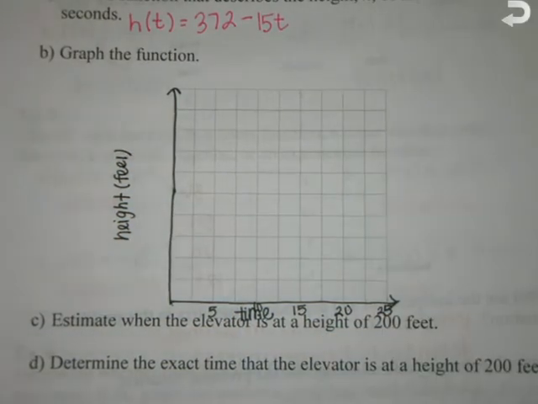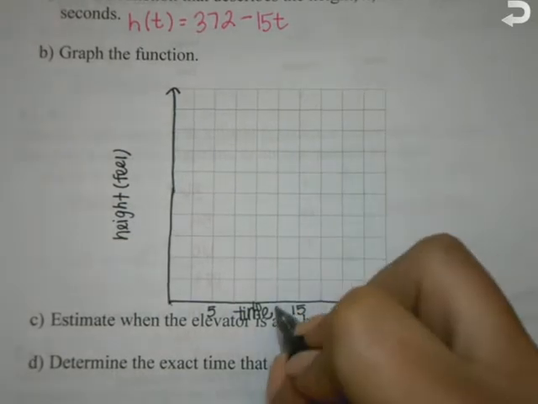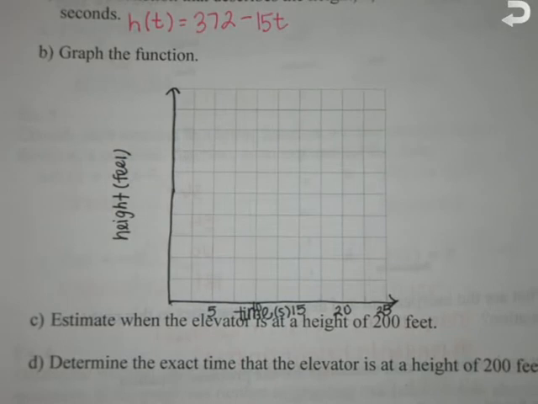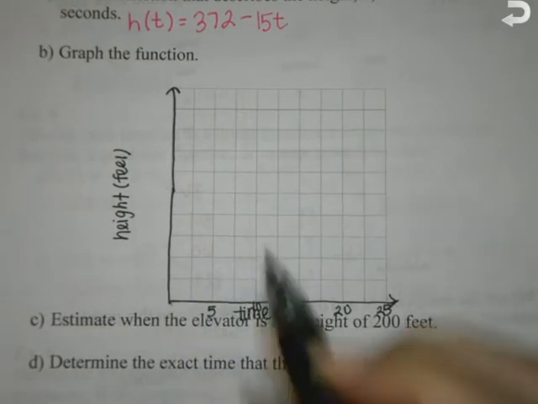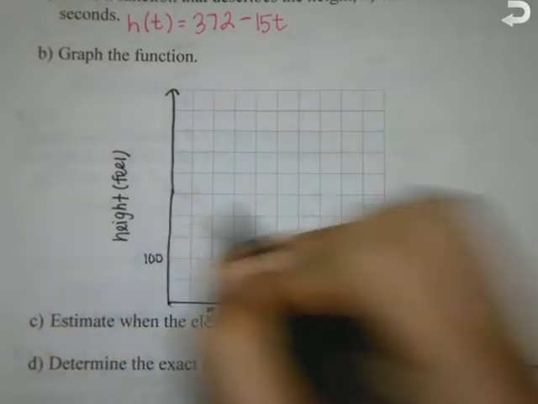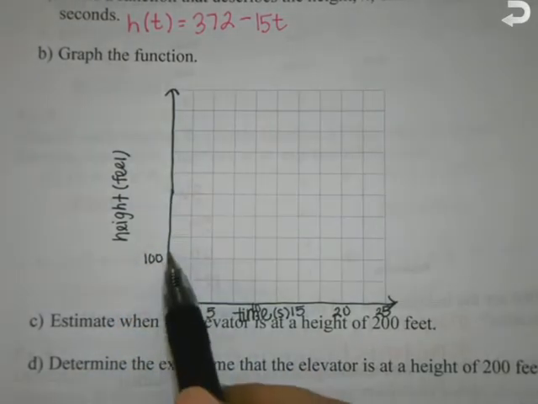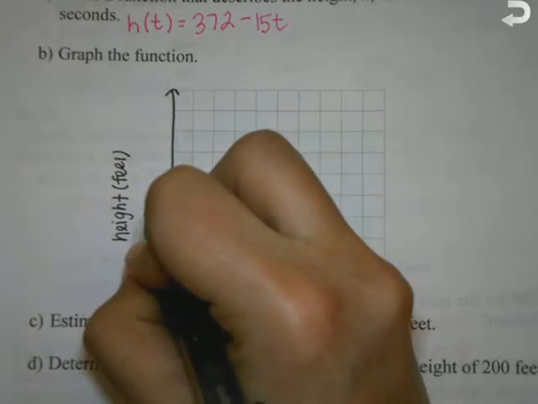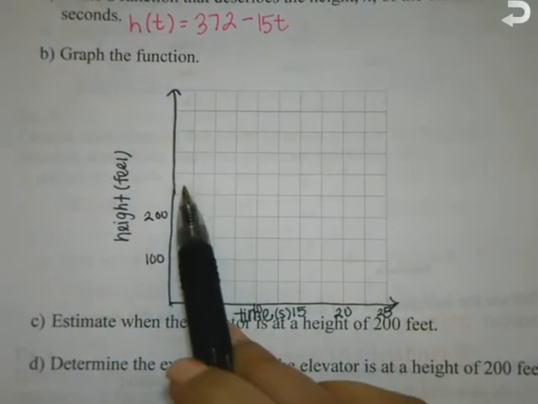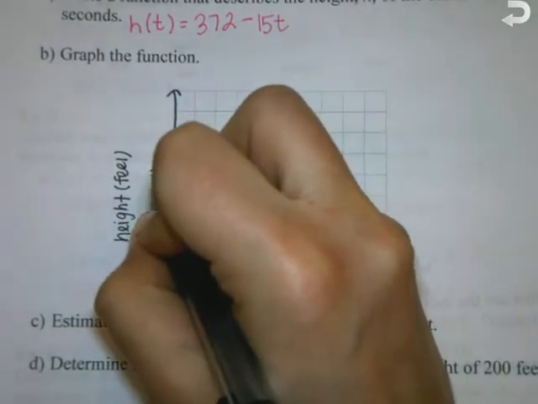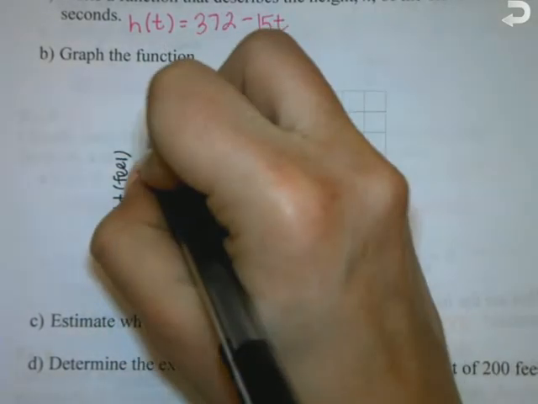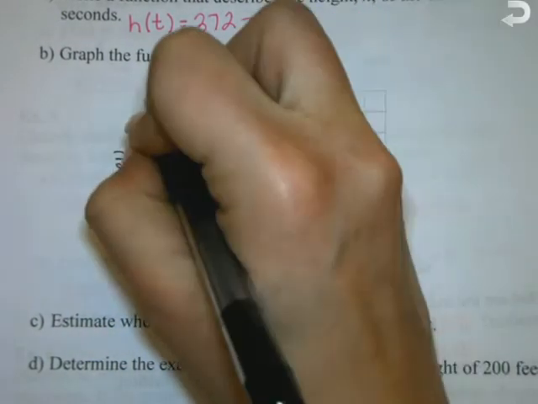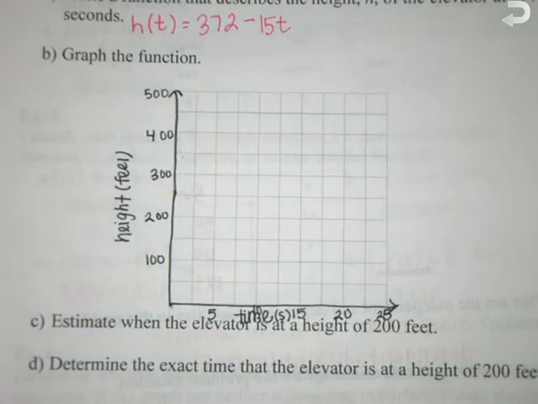I did not give myself enough room there. So time is in seconds. Let's see, our heights go into the hundreds. So why don't we go every other one is 100. Let's do, so we'll count by 50. So 100, 150, 200, 250, 300, 350, 400. And then the last one would be 500.